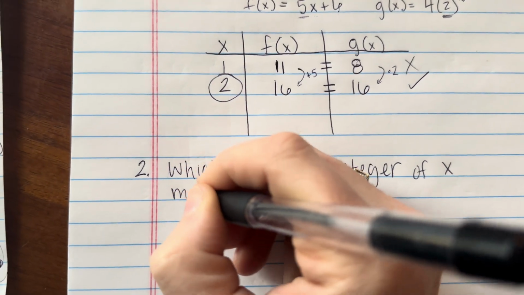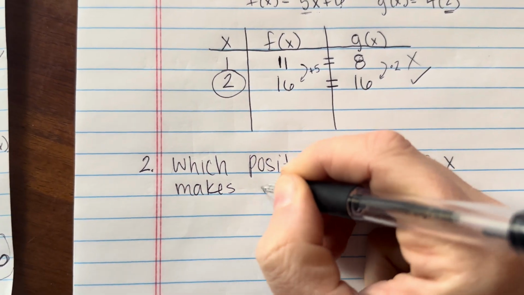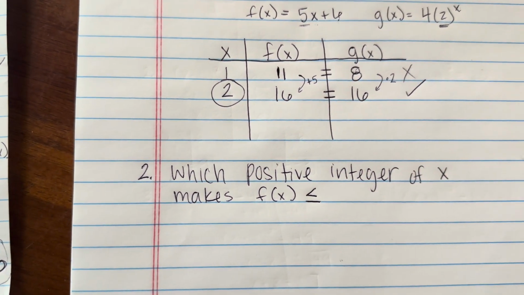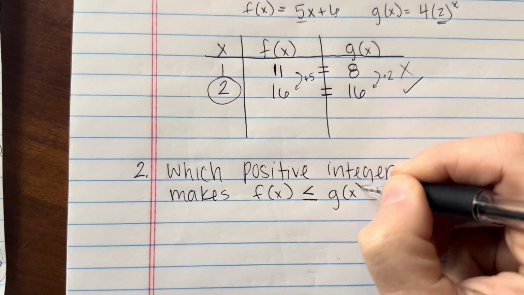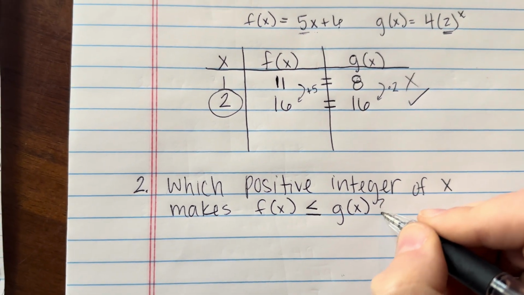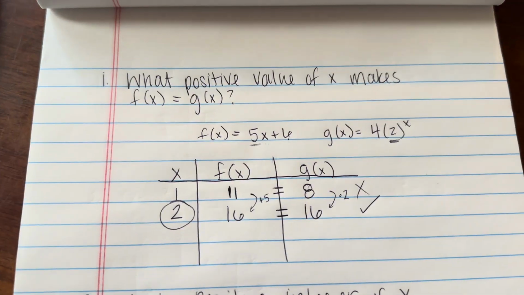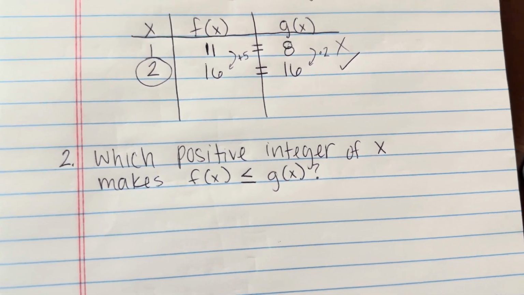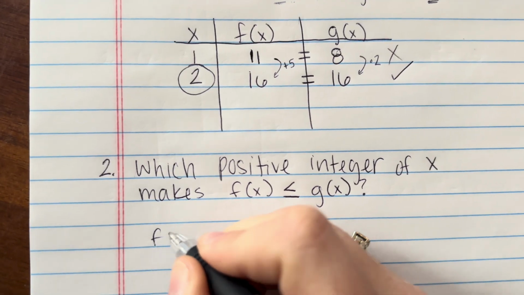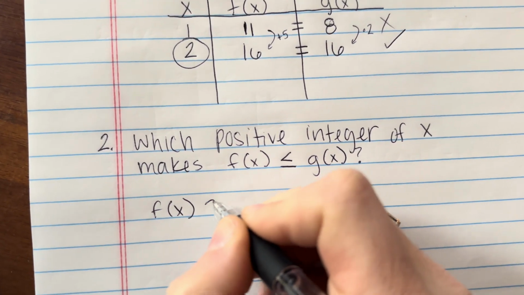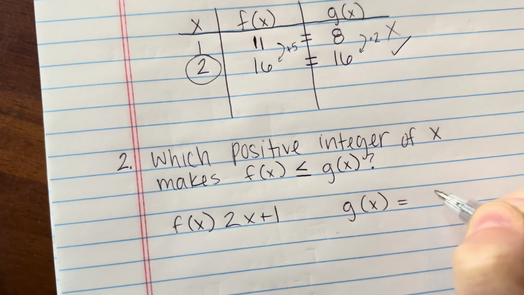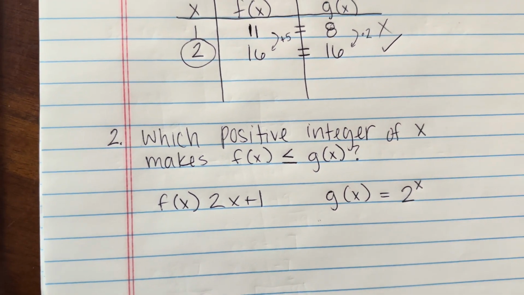makes f of x first become less than g of x. So it's a little bit more difficult when you have that less than or equal to as opposed to just an equals. When are they equal? So we're going to have to kind of play around with this, but we're doing the same process. So we have to know our equations. We're going to use 2x plus 1 this time for f of x. And for g of x, we'll use just 2 to the x power.